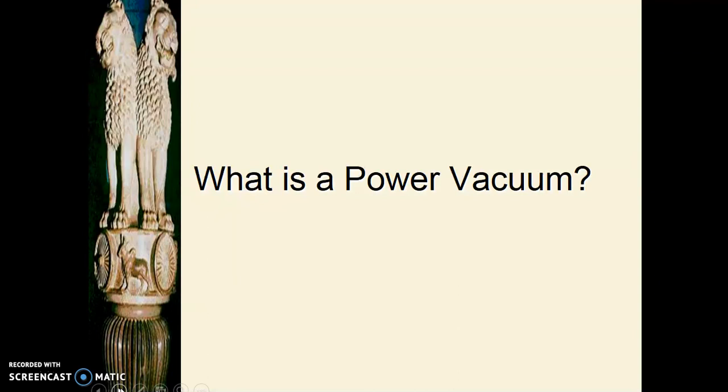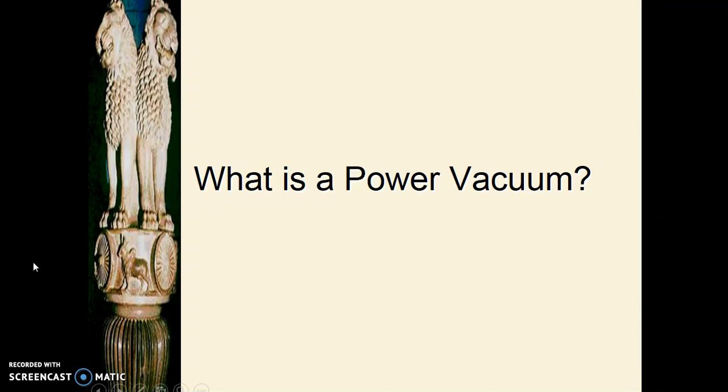A power vacuum is an analogy. Think of it this way. Politically, it means when someone has lost control of something and no one is there to replace them. The situation can occur when a government has no identifiable central power or authority. And this is what happened after Ashoka's reign in the Mauryan Empire. There's a huge power vacuum and there's no one there to replace him.